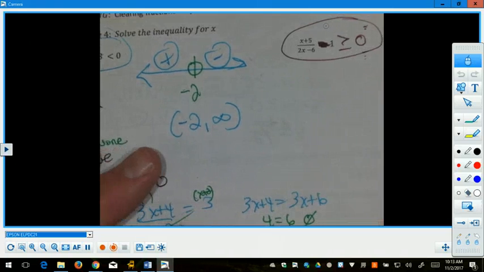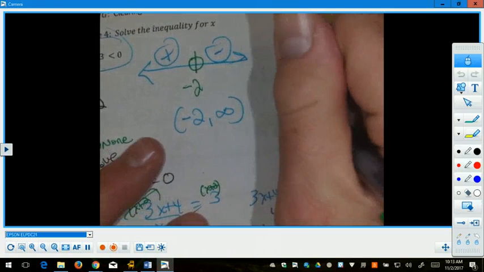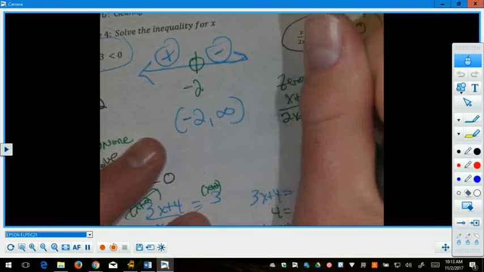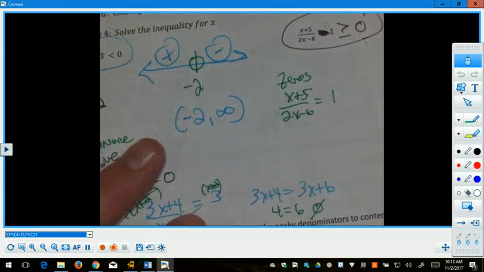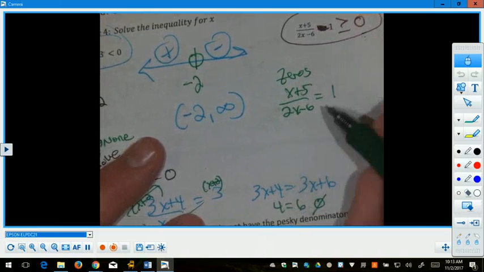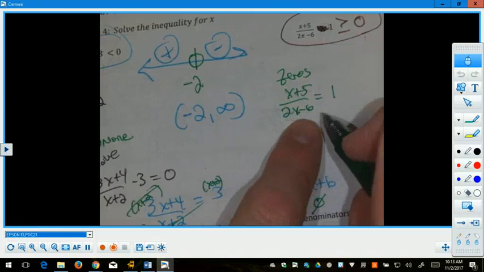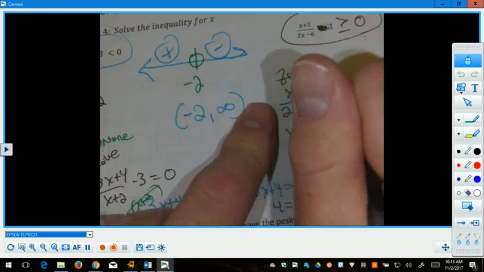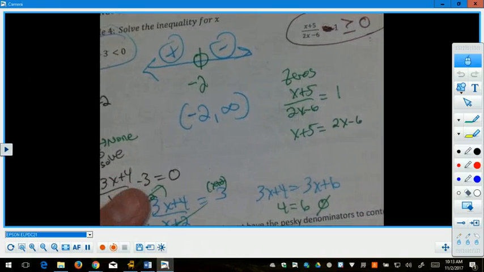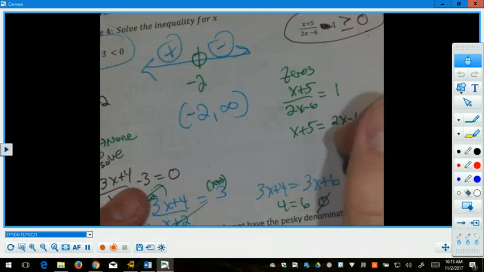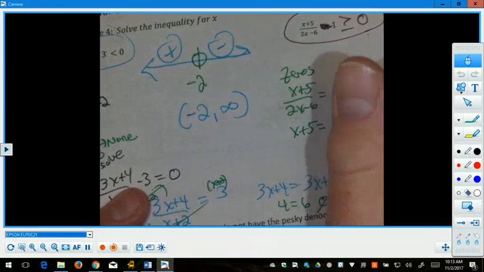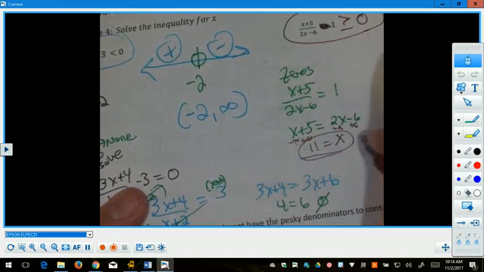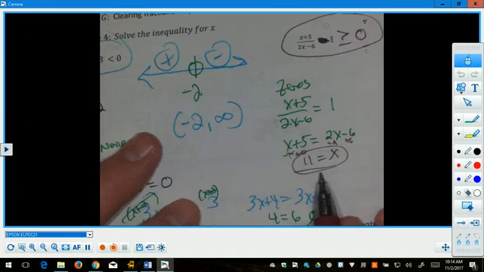Now, in terms of solving for the zeros, I do want to leave it the way it was. (x plus 5) over (2x minus 6) equals 1 helps me solve this. Multiplying by the least common denominator of 2x minus 6, on the right side I get 2x minus 6. On the left side, I just have x plus 5. So now I subtract x, add 6, and get x equals 11. So on my sign chart, x equals 11.